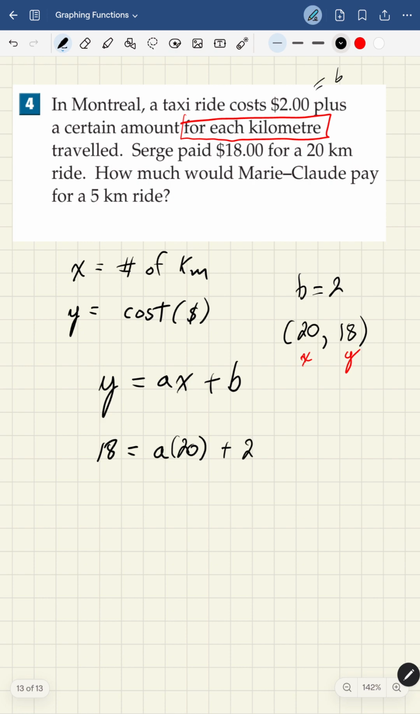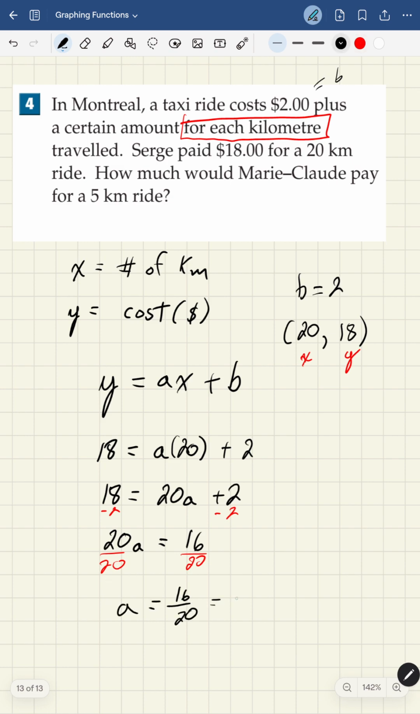So now we solve this equation. Let's rewrite it like this: 18 equals 20a plus 2. And it's a simple equation to solve. So we say 20a equals, I'm going to subtract 2 on both sides. Take away 2, take away 2. And I'm going to get 20a equals 16. And then we divide both sides by 20, and we get a equals 16 over 20, which is 0.8. So now we know that the price per kilometer is 80 cents.